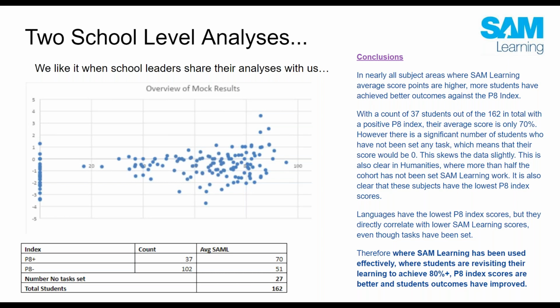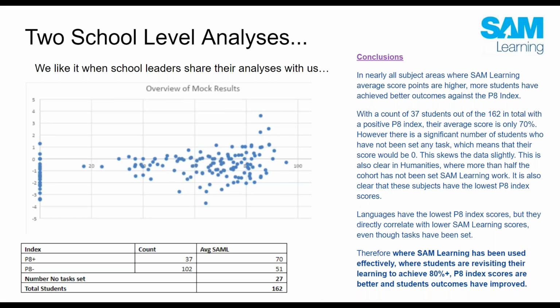But what they also did then was they correlated that against the amount of time that those pupils had spent on SAM learning. And what they found was for every analysis they did, whichever subject or whichever EBAC area they were looking at, the pupils that did more SAM learning got better Progress 8 gains. This example here that I've got for this subject's mock results, you can see that those with a positive Progress 8 had 70% average on SAM learning, whereas the ones with the negative only had 51. So, you know, positive gains there.